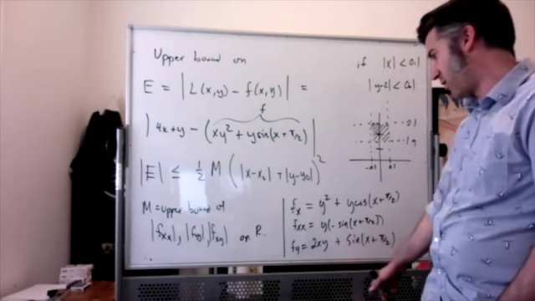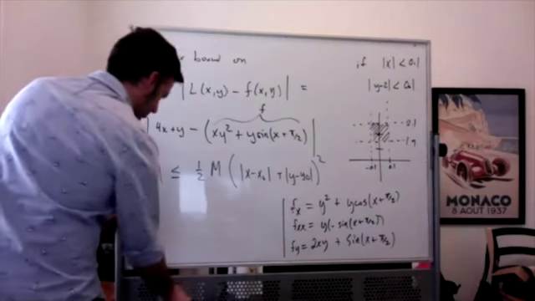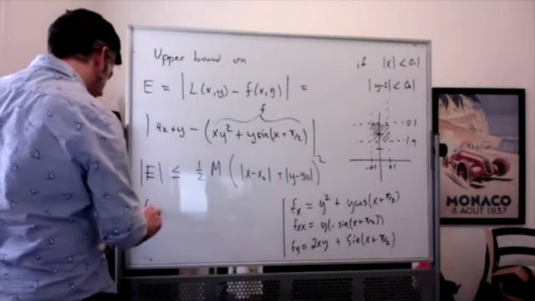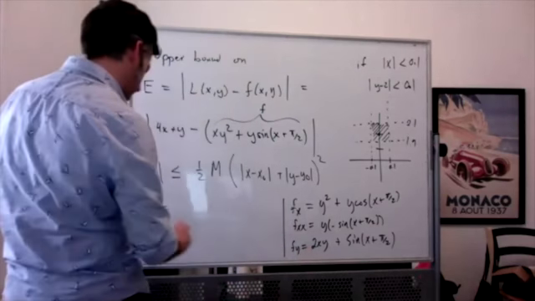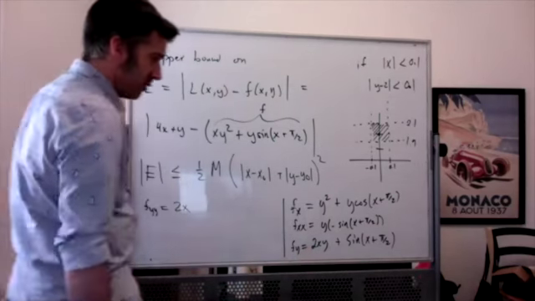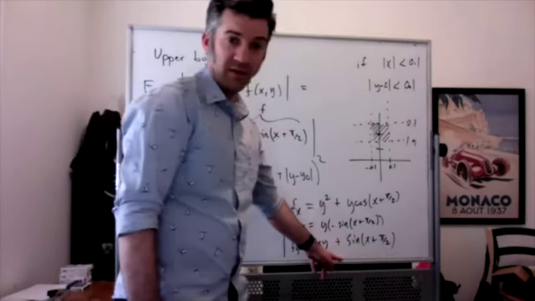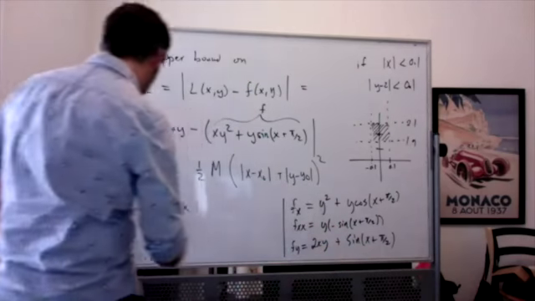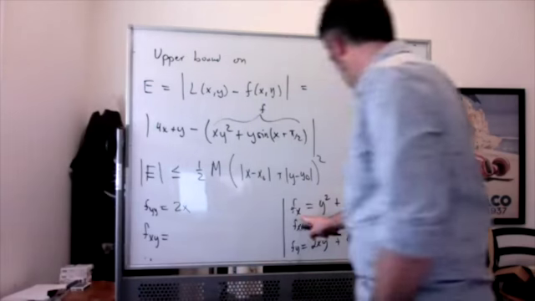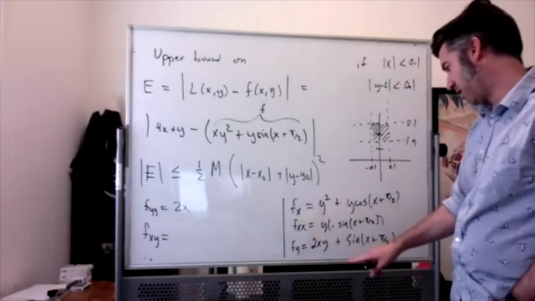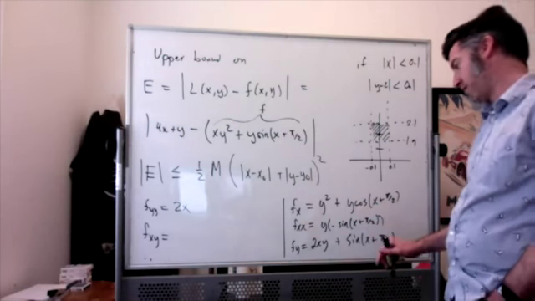It looks like fyy, I'm running out of room. Let me just erase this over here. Fyy is going to be the partial of this with respect to y, so it's going to be 2x plus 0, right? Because the derivative of this is 0 with respect to y. And finally, fxy or fyx. So fxy is going to be 2y plus cosine of x plus pi over 2.